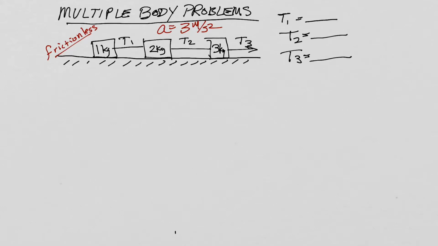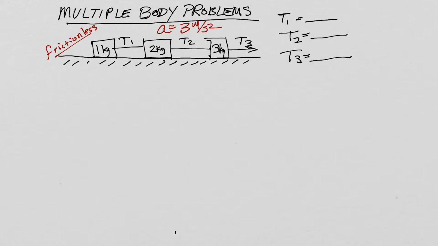In this video, we'll talk about multi-body problems where several different masses will be either connected by strings or in contact with each other as they're being pushed around or pulled around. In this case, we have three masses of 1 kilogram, 2 kilograms, 3 kilograms being pulled by rope 1, rope 2, and rope 3. And the overall result is that the entire thing moves with 3 meters per second squared acceleration.